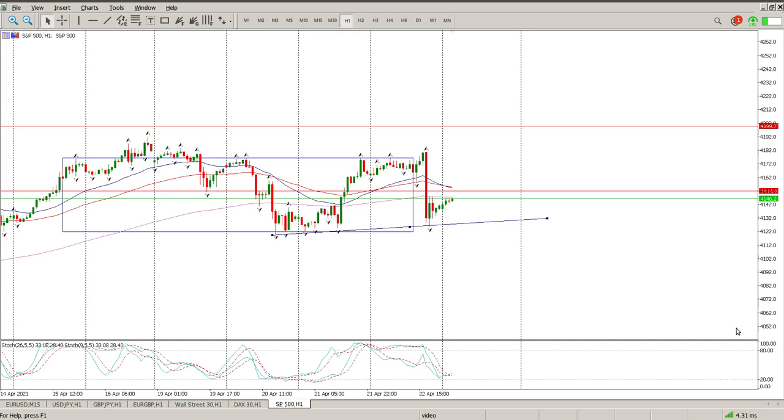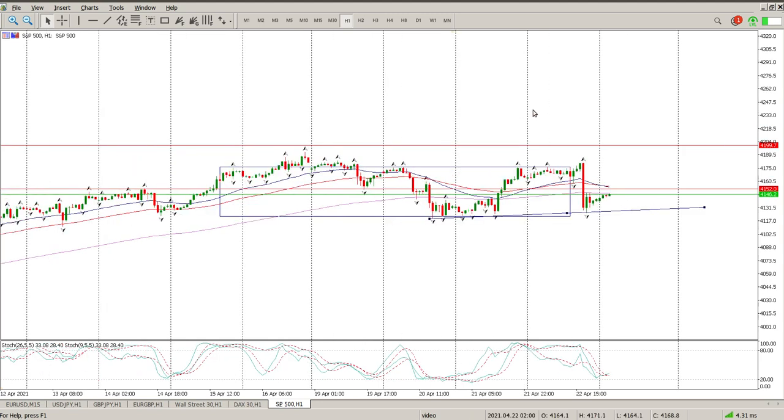So I will need some structure breaks. We either break this range to the downside and build a base further down, or we break this to the upside and come back and test the structure, and then that is the opportunity for me to get in. But at the moment, I'm sitting on my hands. I don't like trading these ranges. They really get under my skin, to put it politely.